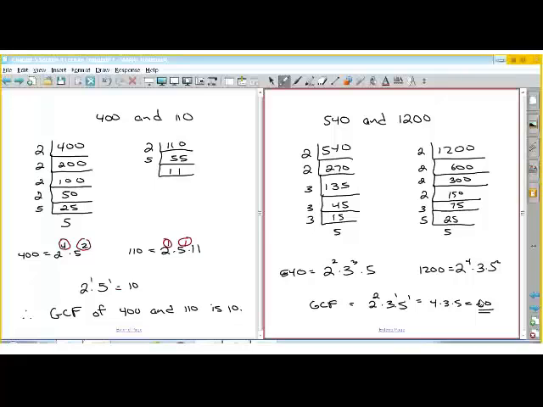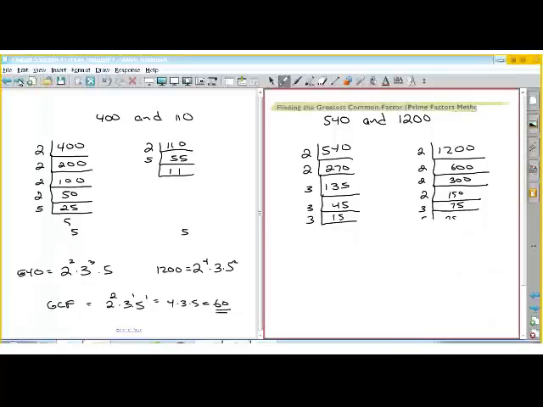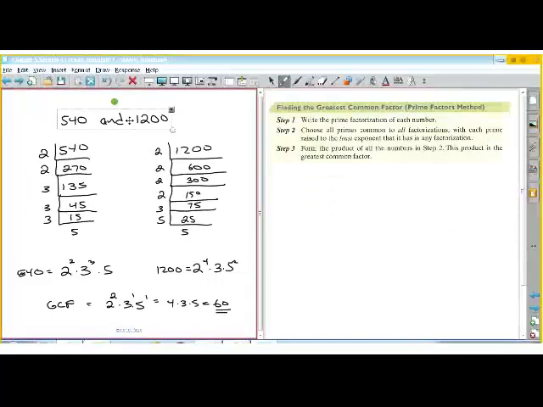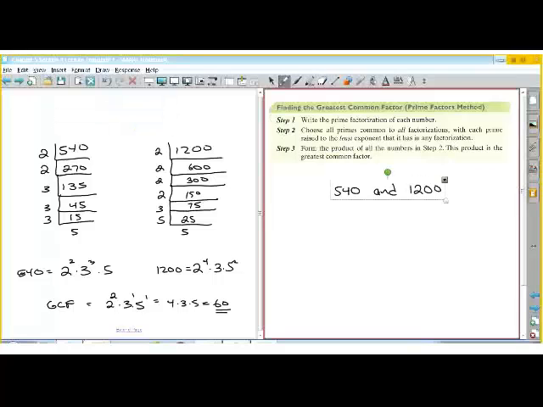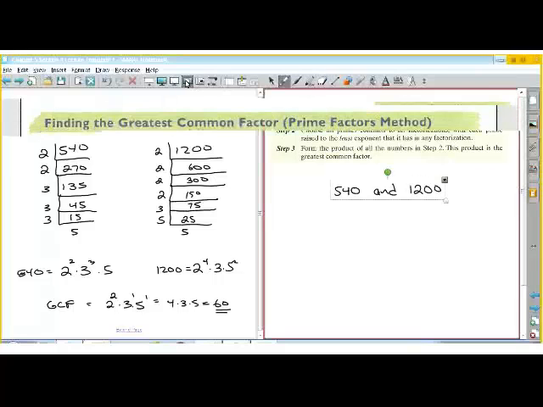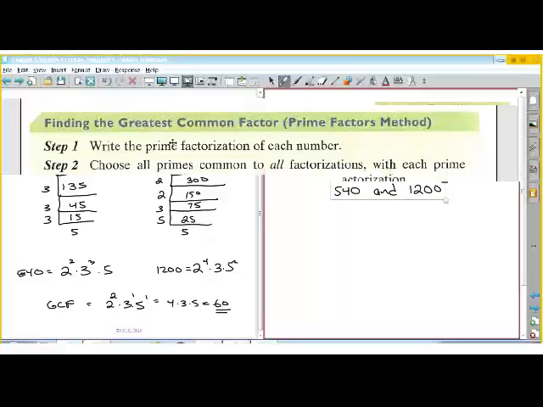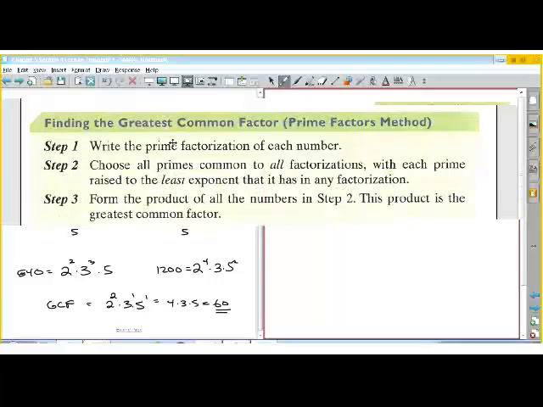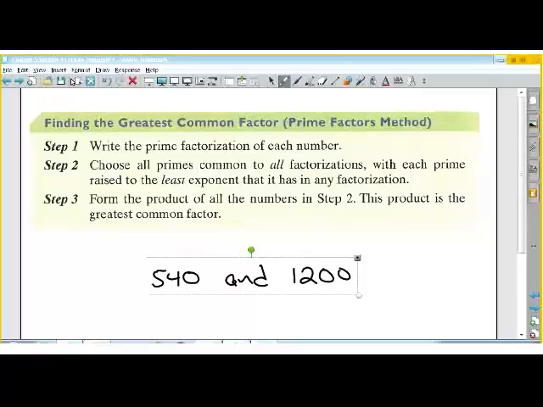Okay, so that's one technique. And I ask you to know how to do both techniques, even though you really only need one to be able to solve these problems. So I'm going to use these same two numbers because we already know what the answer is. The second technique is you do the prime factorization, and actually this is the same technique.